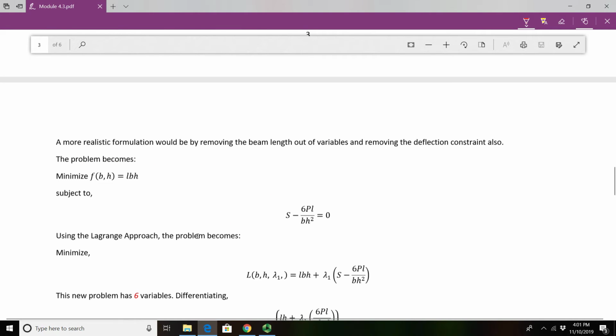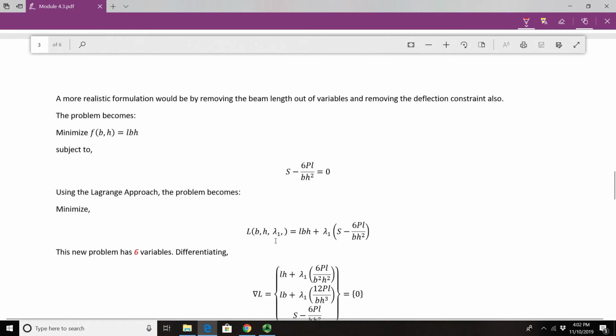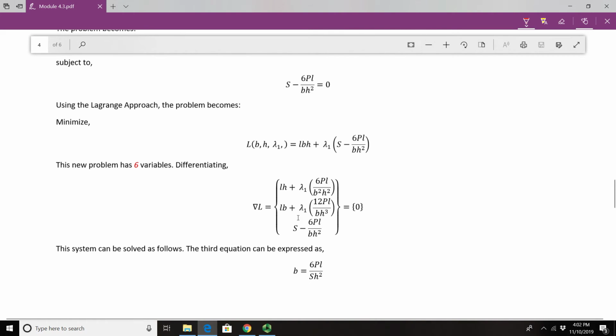So let's go back and remove the constraint on the beam length and try to solve the problem. So now I have 4 constraints. I'm just leaving the stress constraint. So here's a Lagrangian. Here are my equations.